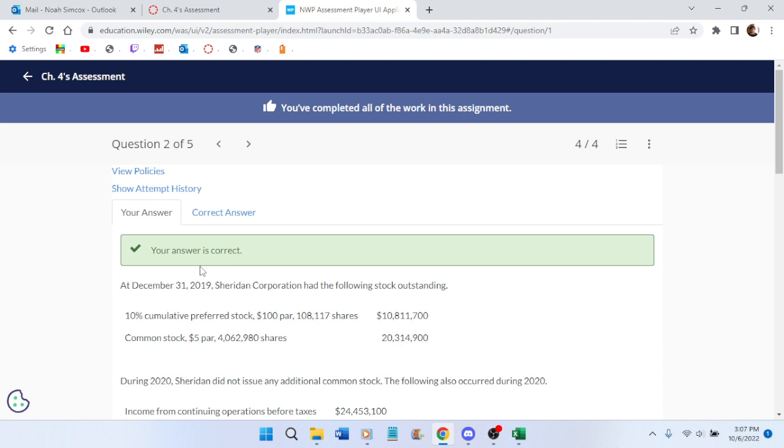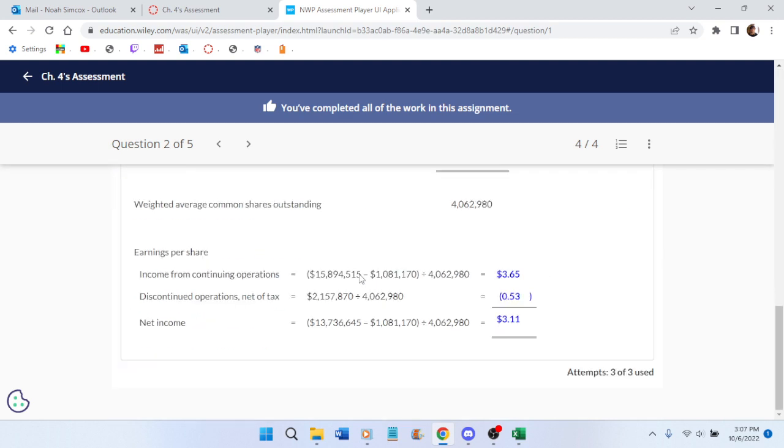My brain is not comprehending why on earth they multiplied this number by 10%. I mean, yes, obviously there's a 10%, but what does that even mean? What does that mean? They actually tell you that the preferred dividends, you take this number and multiply it by 10% to get the number that you use in your equation.